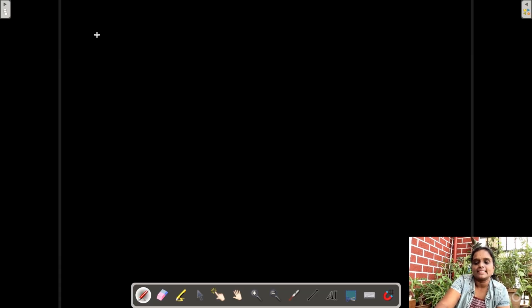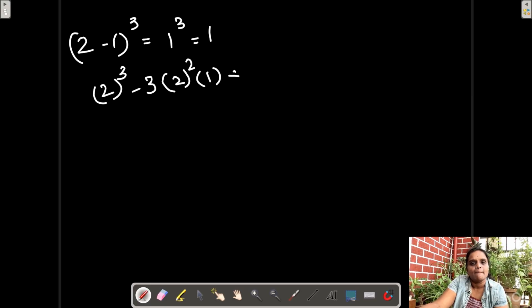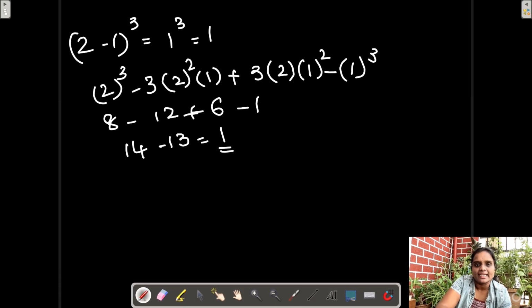Now let's take one example. Let's take 2 minus 1 whole cube. Without using the identity, very easy: 2 minus 1 is 1, and 1 cube is 1. With the identity, 2 cube minus 3a square b plus 3ab square minus b cube. 8 minus 3 fours are 12, plus 3 twos are 6, minus 1. What is 8 plus 6? 14. 14 minus 12 is 2, minus 1 is 1. This is how you use the identity.